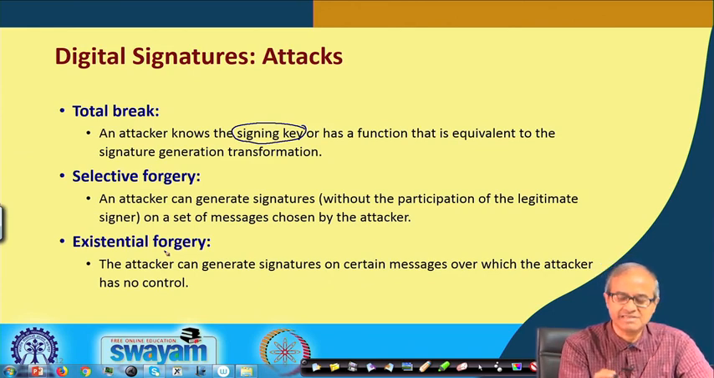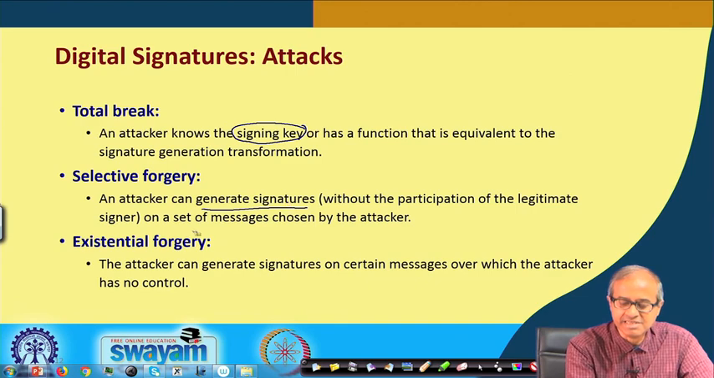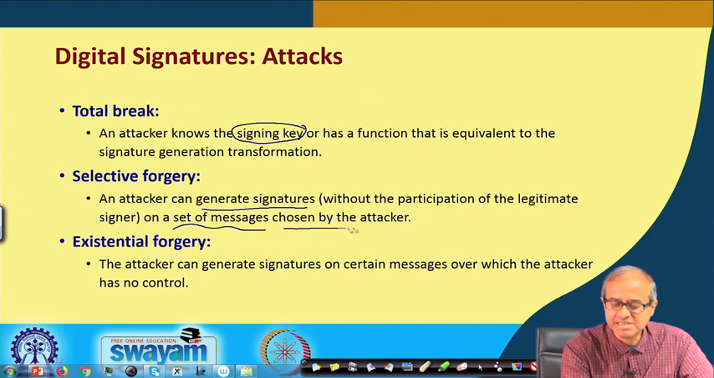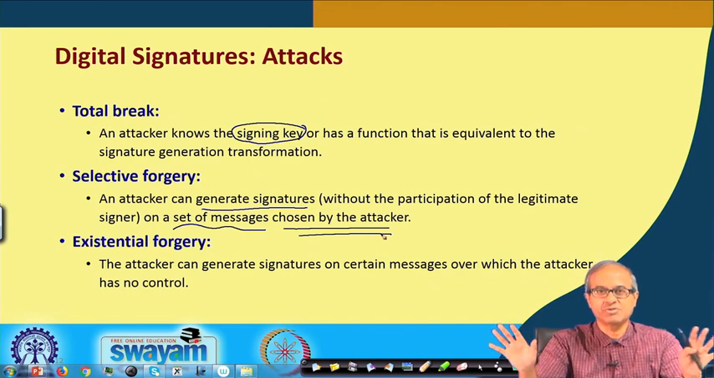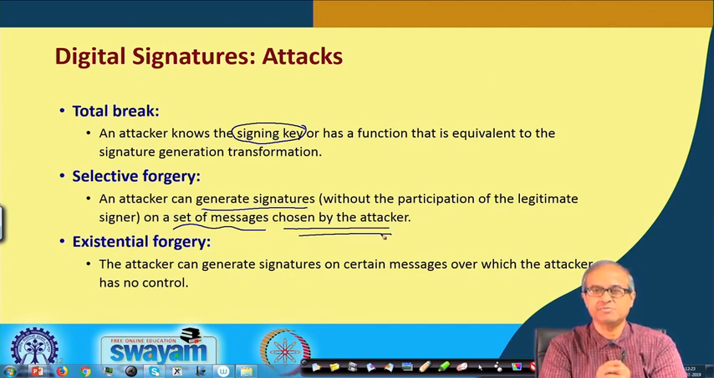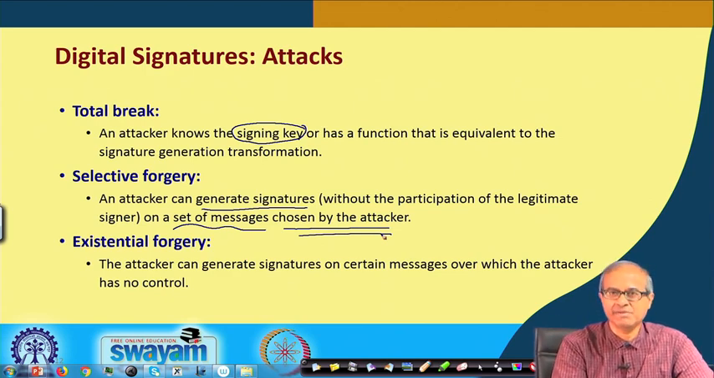What selective forgery says is that an attacker can generate a signature without the participation of the signer, the signer is not there in the picture. The attacker can generate signatures on a set of messages only, not on all messages, but the messages are chosen by the attacker. On those, valid signatures can be generated. These are often made possible because of some weaknesses in the hash algorithm. Like earlier I said MD5 was used, it had some weaknesses. So, this kind of forgery was possible.